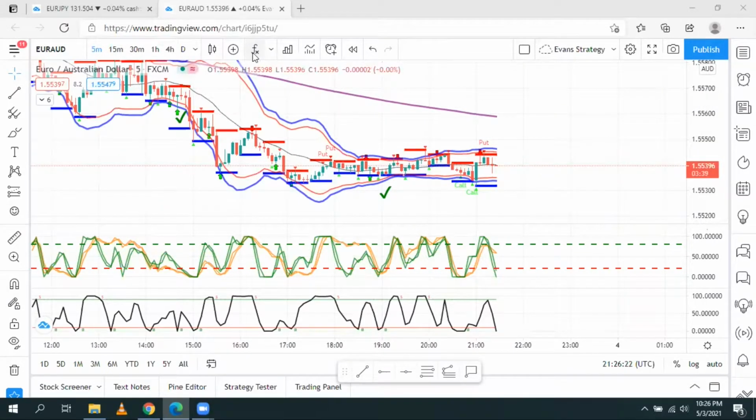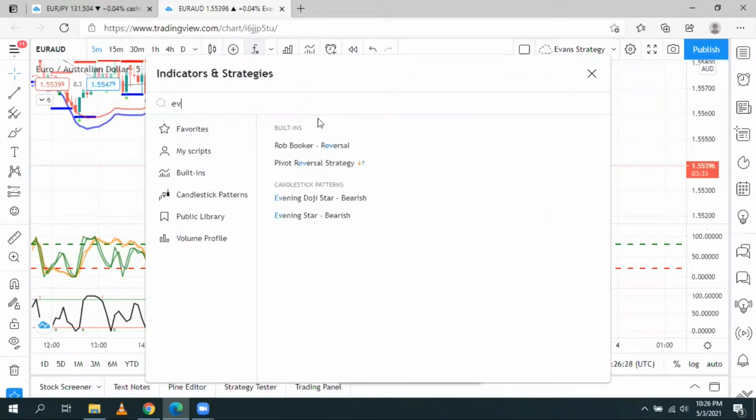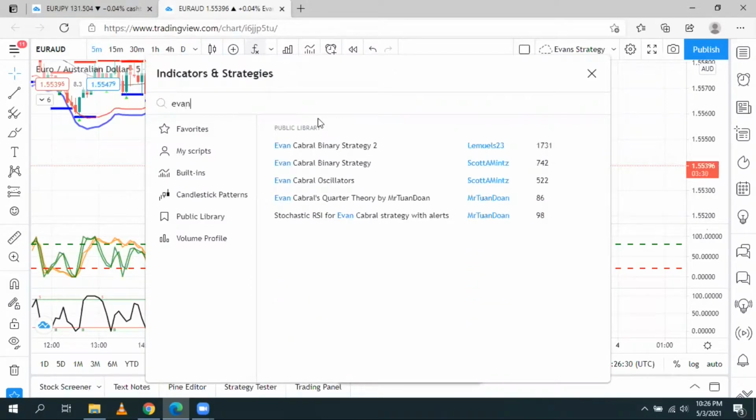So all you need to do is just come to the FX here on TradingView. You search for Evans. You type it EVAN. Then every strategy and indicator that he has done will be displayed there. So we just need 3 right now, since we are only allowed to use 3, right?